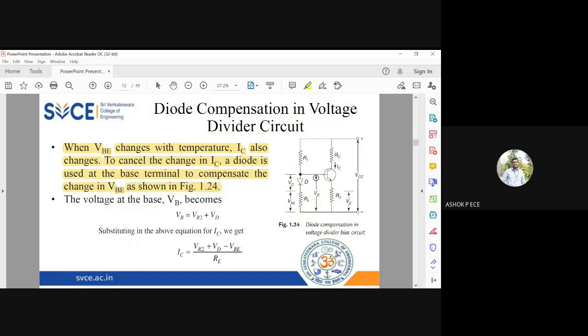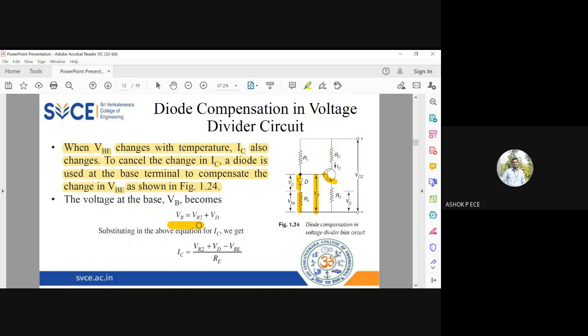So from this equation, you can also write this VB is equal to VD plus VR2. See, this side, if you see, VB will be equal to VD plus VR2. This side, if you see, you will get VB is equal to VBE plus VE. And we are using both. So VB is equal to VR2 plus VD.